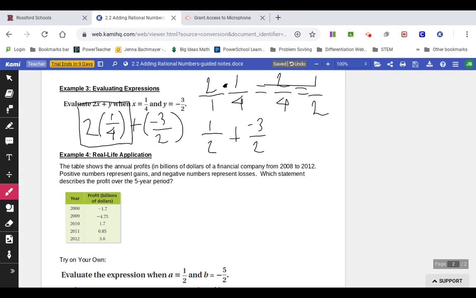The nice thing is my denominators are the same, but I have one problem that's positive and one that is negative, so I need to subtract. So just looking at the numerators and not the signs or the denominators, what's bigger, 3 or 1? We know it's 3. So we're going to do 3 halves minus 1/2. I end up with 2 over 2. 2 divided by 2 is 1. And since the 3 halves that we started out with is negative, our answer is going to be a negative 1.